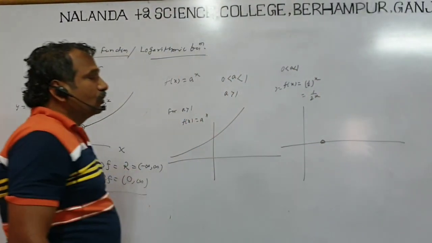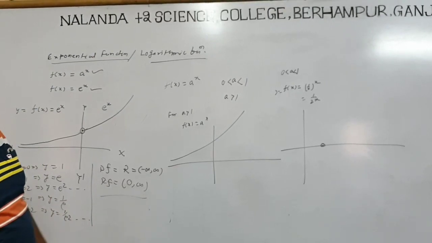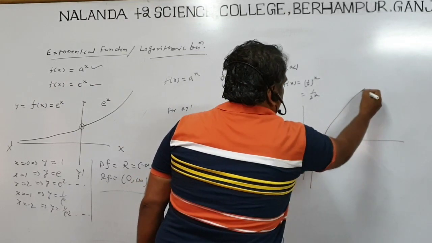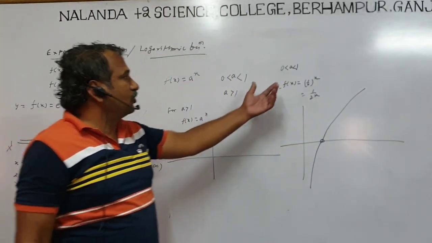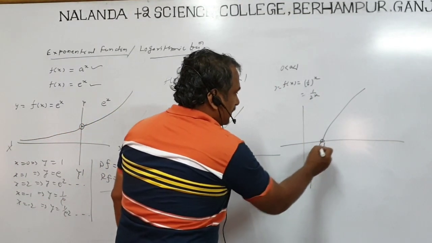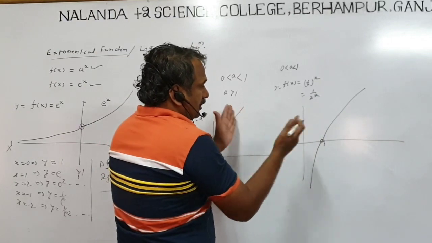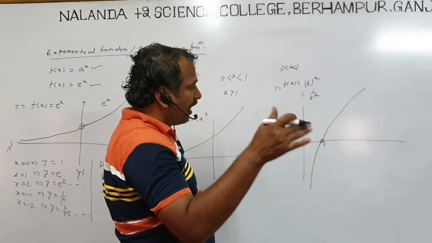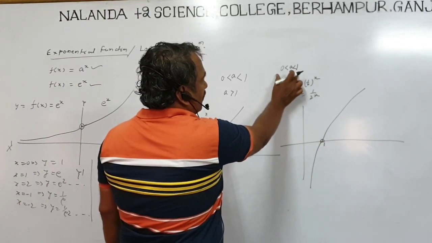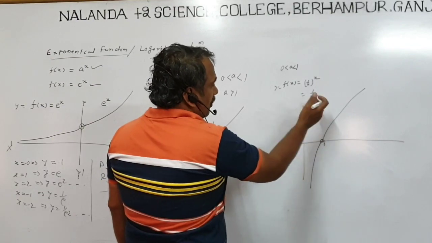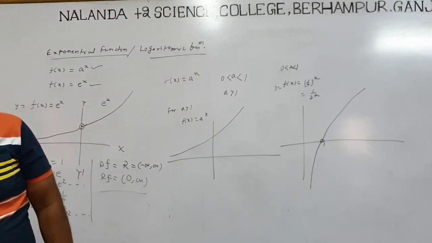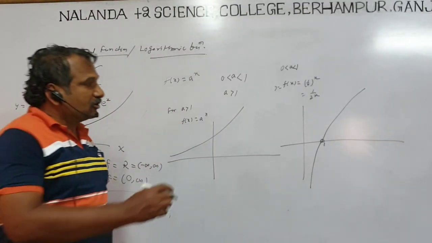Okay. When x is greater than 1, this is a. When x lies between 0 to 1, when x equal to 1, this is 1 by... okay. When x lies between 0 to 1, take 1 by 2. What is the a? a lies between 0 to 1. When x lies between 0 to 1, then it is 1 by something. Now this is the curve of this one.